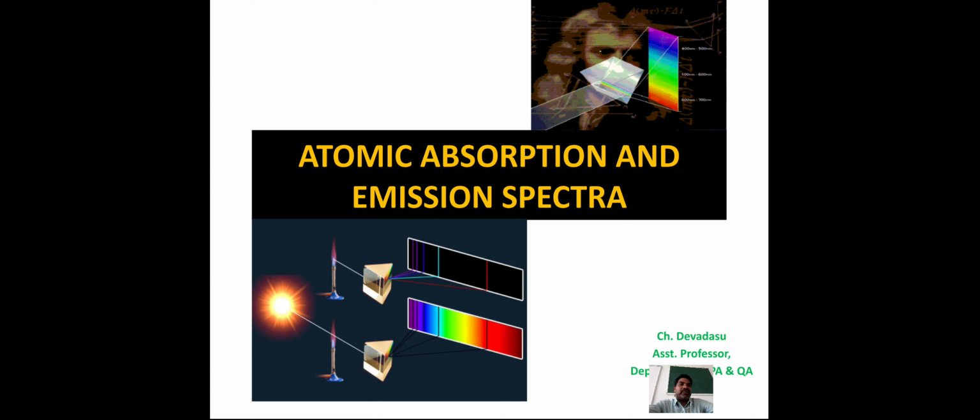Therefore, atomic absorption and atomic emission spectra give you line spectra. Unlike molecular absorption and emission spectra, atomic absorption and atomic emission spectra give us lines. The lines can be seen through a spectroscope and can be drawn on a spectrograph.